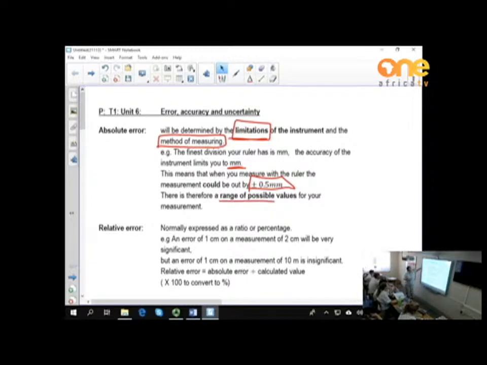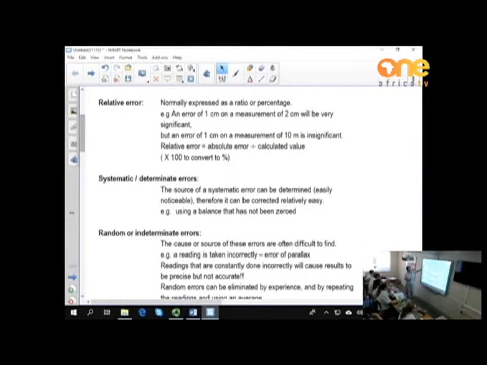Now, the next type of error is a relative error. Now, we express this error as a ratio or percentage, relative ratio or percentage. And very simply, if you take your ruler and you measure the width of your book, you can tell me, let's say it is 250 millimeters. If I say to you, take your rubber and measure the width of your rubber, you will tell me maybe it is 15 millimeters. Are you with me?